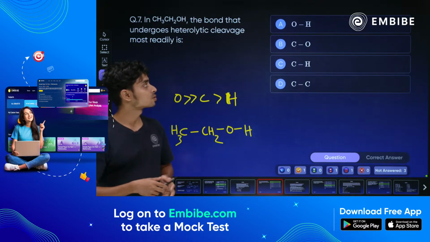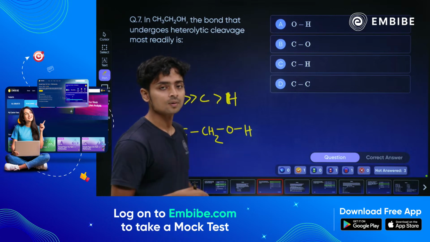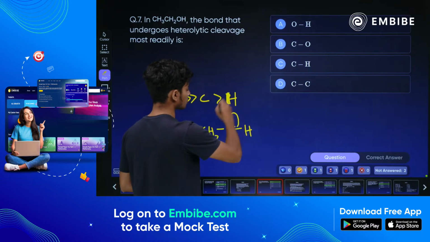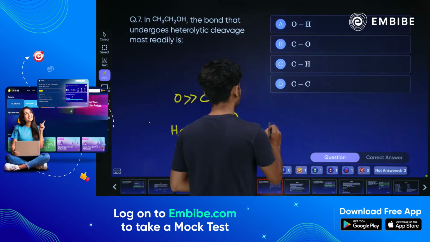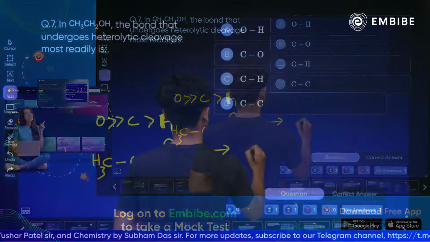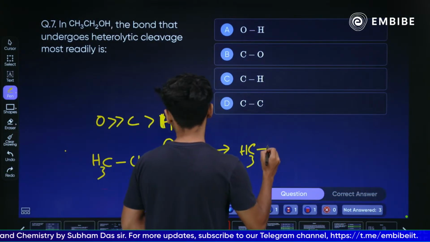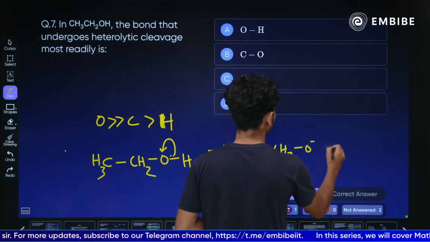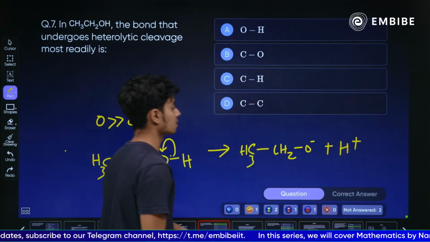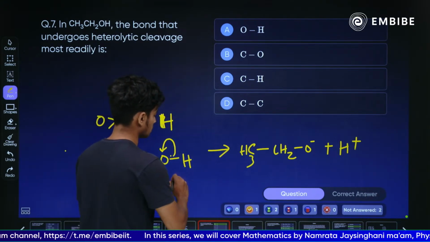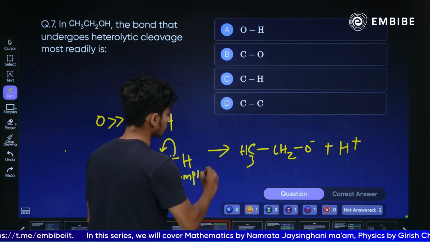Okay, so option A is correct here. What happens is heterolytic cleavage. With a single arrow, both electrons of the covalent bond jump to oxygen, and oxygen gets a formal charge of -1, forming the ethoxide ion, CH3CH2O minus, plus H plus. Complete transfer of electrons.